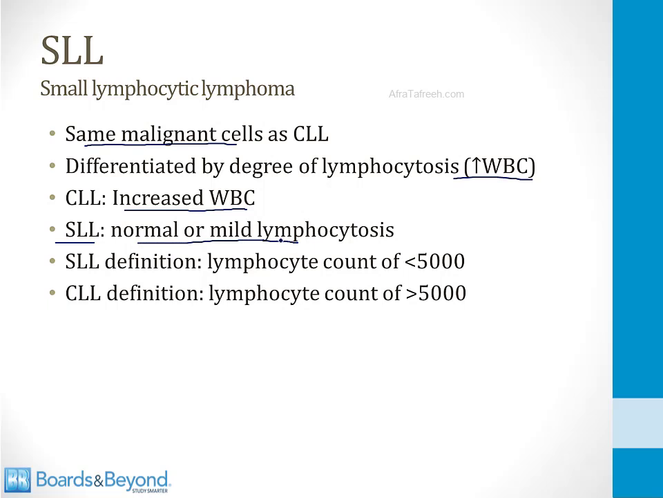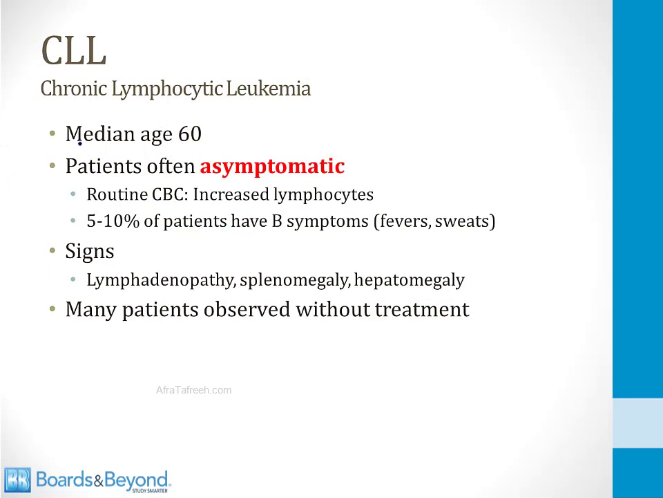The exact definition is that SLL is defined by a lymphocyte count of less than 5,000. CLL is defined as a lymphocyte count of greater than 5,000, but it is the same malignant cells in both disorders. CLL is a leukemia of older patients. The median age is about 60 years old, and most patients who have this leukemia are asymptomatic. It's usually picked up on routine blood work that shows an increased white blood cell count caused by increased numbers of lymphocytes. A small minority of patients, only about 5 to 10%, have B symptoms like fevers and sweats.